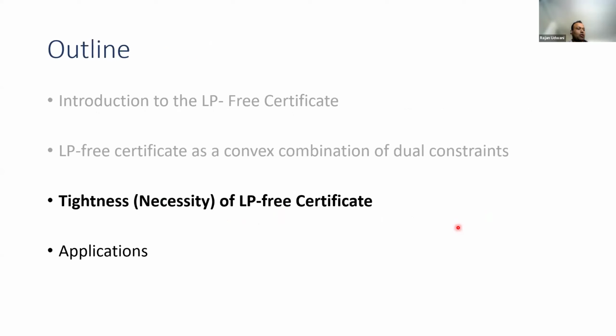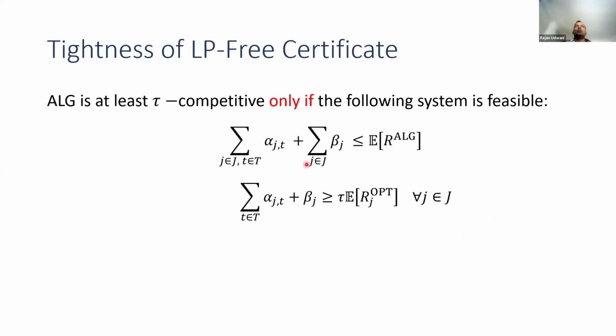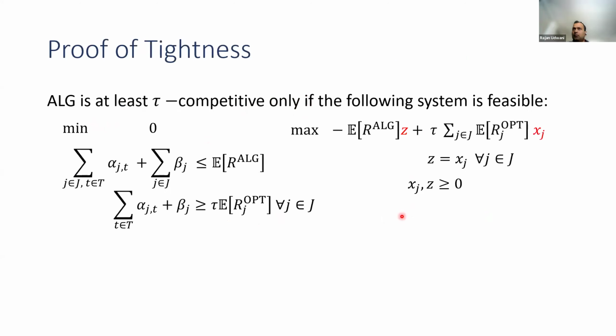Okay, so next I want to say a little bit about why the LP-free certificate is tight and what I even mean by tightness. One can also show that ALG is at least tau competitive only if the following system has a feasible solution. That's what I mean by tightness: if ALG is in fact tau competitive, there will be a feasible solution to this. The proof is easy.